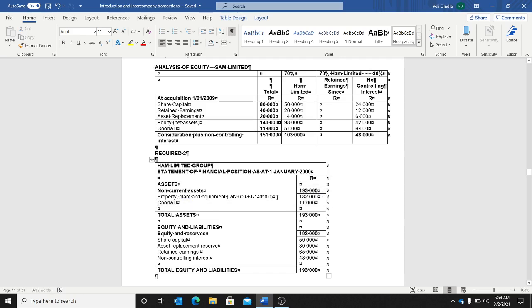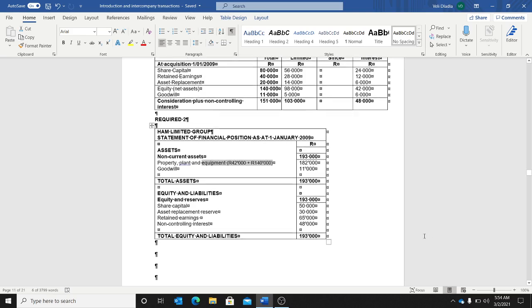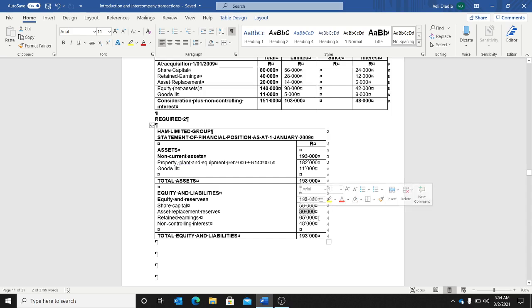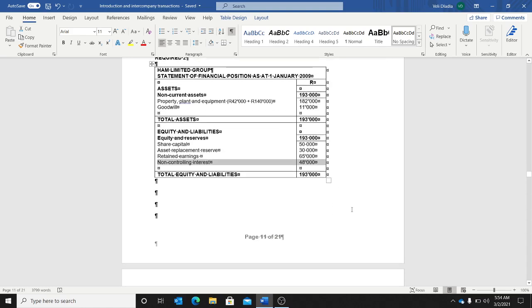Now, here you add the two when it comes to PPE. Then always the share capital is always the share capital of the holding company. The asset replacement in this case, because we're still at acquisition, it's 65, which is still the one of the holding company. 48, which is this one here. Right. Remember, non-controlling is equity. Right? This is part of equity. It's called equity. That is why it's lumped with your retained earnings, asset replacement, and share capital. Non-controlling is called equity. Right.